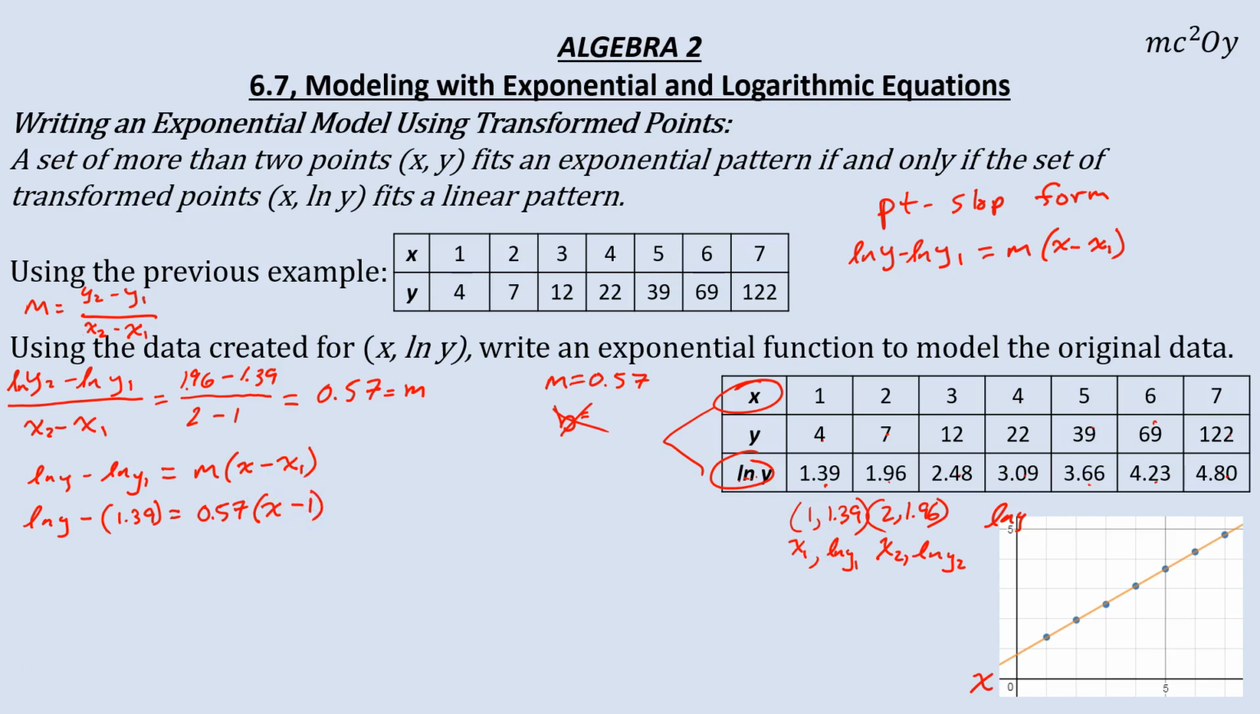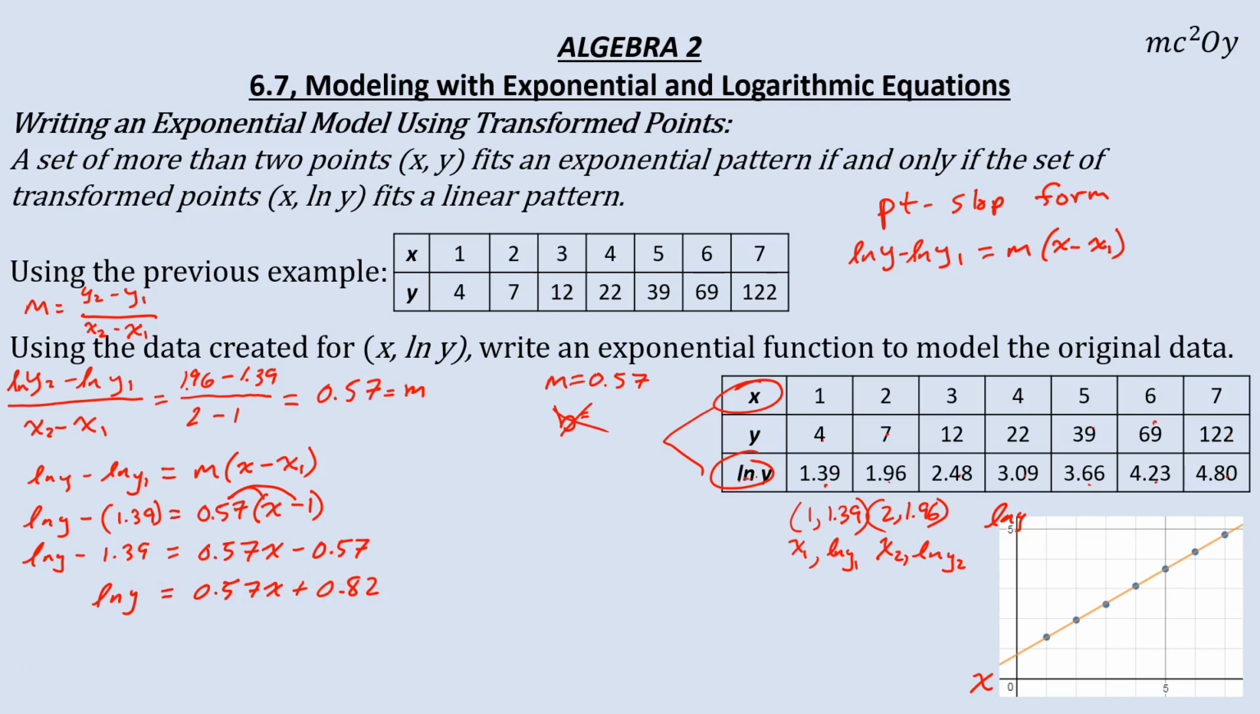So now if I start simplifying this, I get ln y minus 1.39 equals 0.57. I'll go ahead and distribute that. X minus 0.57. Okay, so I distribute there and there. 0.57x, 0.57. I'll move that 1.39 over, so I get ln y is equal to 0.57x plus 0.82. So I add 1.39 to both sides. Now some of you may start recognizing how I'm going to get my equation here.